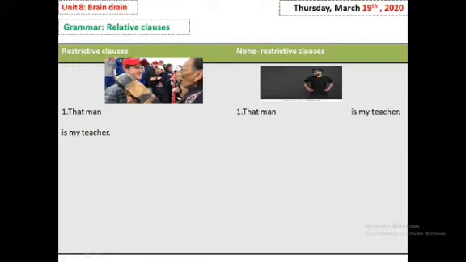But in this example, that man is my teacher, let's imagine that you are with your friend in a big hall in a meeting, and there are a lot of teachers there. Then you say, that man is my teacher. So your friend is going to say, oh, which one? He doesn't know which one is your teacher. What do you need? You need to specify. You need to restrict to identify which one. Then you are going to say, that man who is wearing a black baseball cap is my teacher. Where is he? This one. So everybody knows that you are talking about this person.